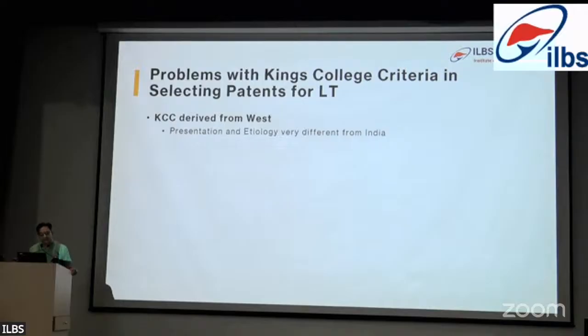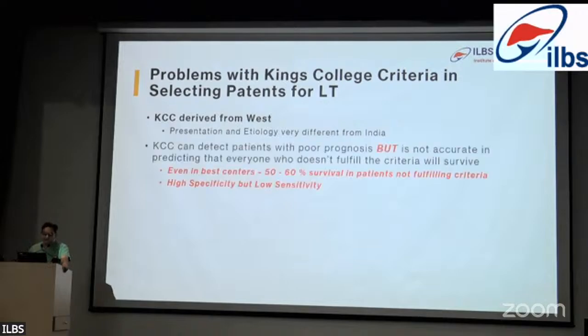So KCC was derived for the West. Presentation and etiology is very different in India. Indian patients have a very different presentation for ALF. KCC can detect patients with poor prognosis, but it's not accurate in predicting that everyone who doesn't fulfill the criteria will survive. So it can just tell you that patients who fulfill the criteria have a very high probability of dying. But for the patient who does not fulfill the criteria, it doesn't guarantee that those patients will survive with native liver. And that's actually the biggest problem with KCC.